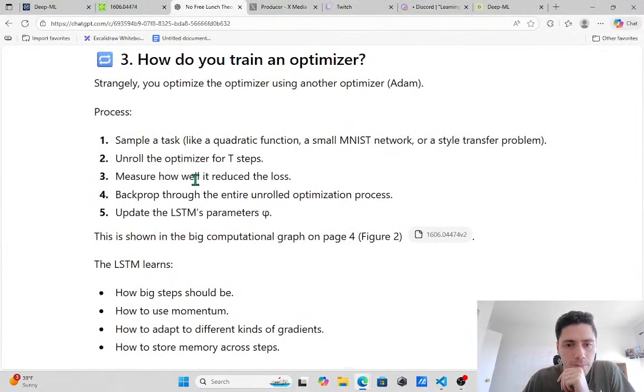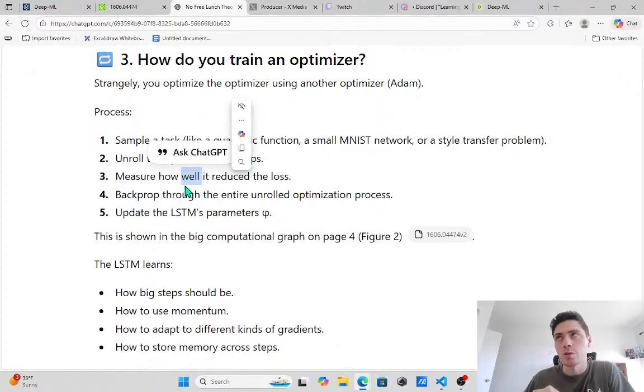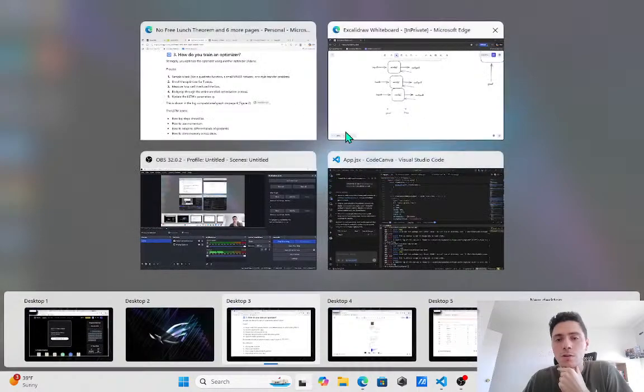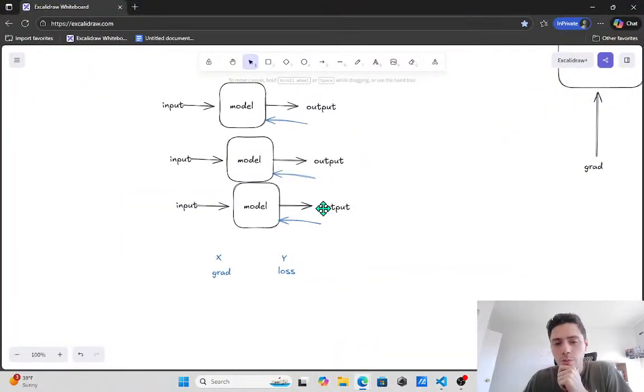Let's see. Measuring how well it reduced the loss. I wonder if it's the difference between the losses, or is it just the loss? Okay, continue. Okay. Backprop through the entire unrolled optimization process. So I guess you learn this, and you see how much. Okay.